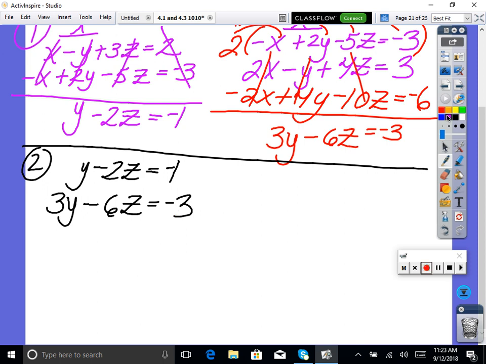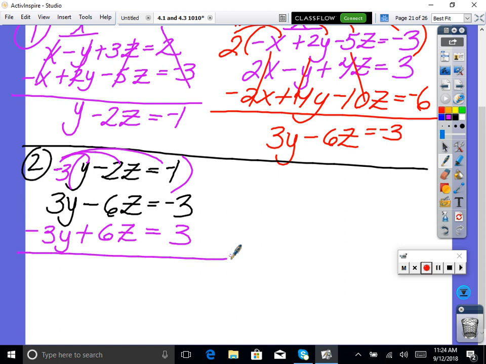Y. All right. Would we be okay to simplify the second equation since they're all 3s? Okay, because you'd be dividing it out, factoring it out. Yes, good point. Okay, so we're going to times everything by negative 3. Distribute, distribute, distribute. So we have negative 3y plus 6z equals 3. Now add straight down. 0 plus 0 equals 0. So 0 equals 0, so we have an infinite number of solutions.